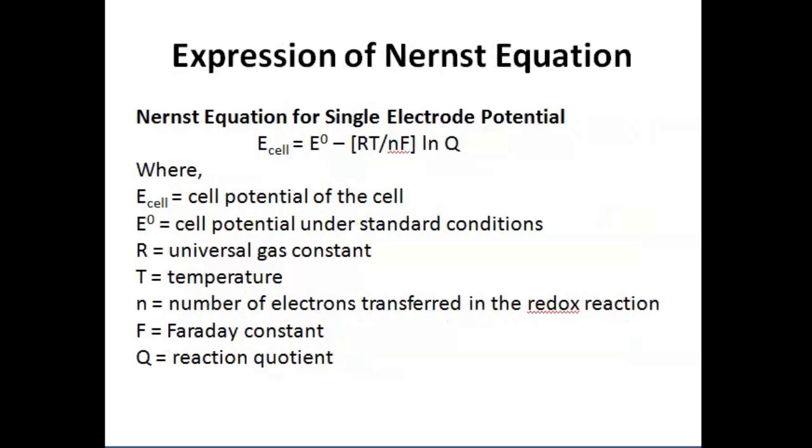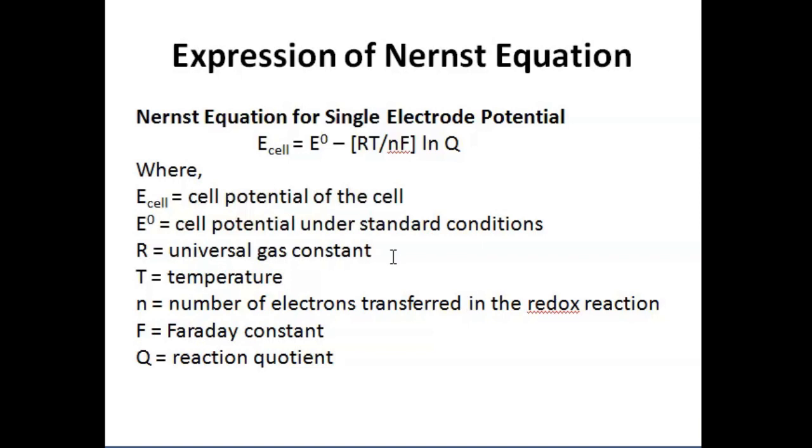When we express the Nernst equation as a formula, we say that E cell is equal to E naught minus RT by nF ln Q. Here E cell is the cell potential of the cell. E naught is the cell potential under standard conditions. R is the universal gas constant. T is temperature. n is the number of electrons transferred in the redox reaction. F, as we all know, is Faraday's constant, and Q is the reaction quotient.